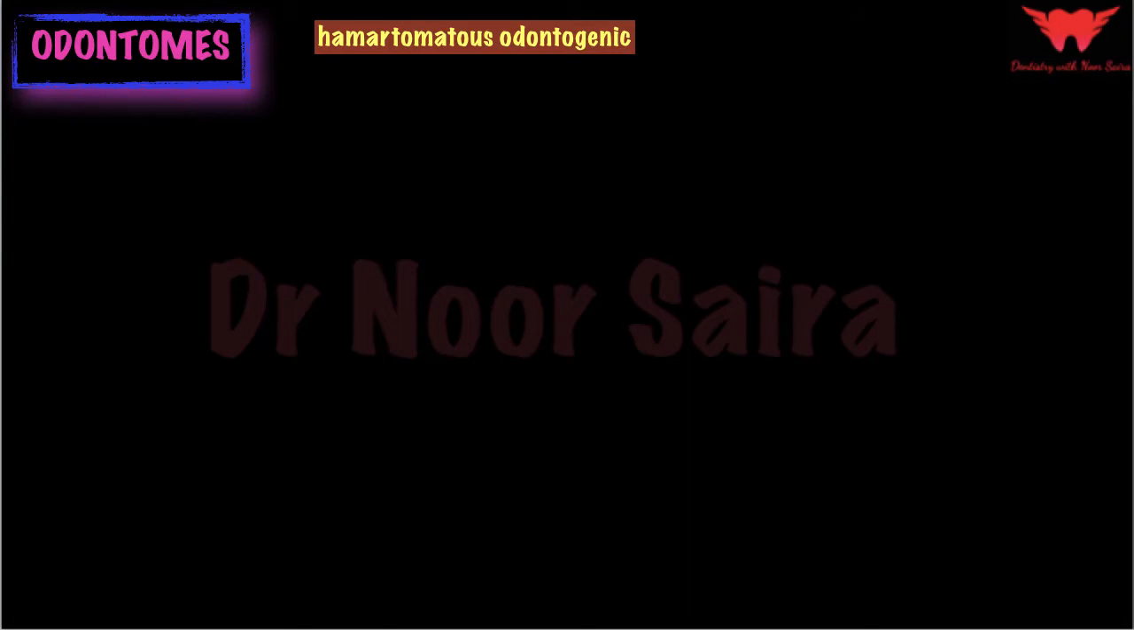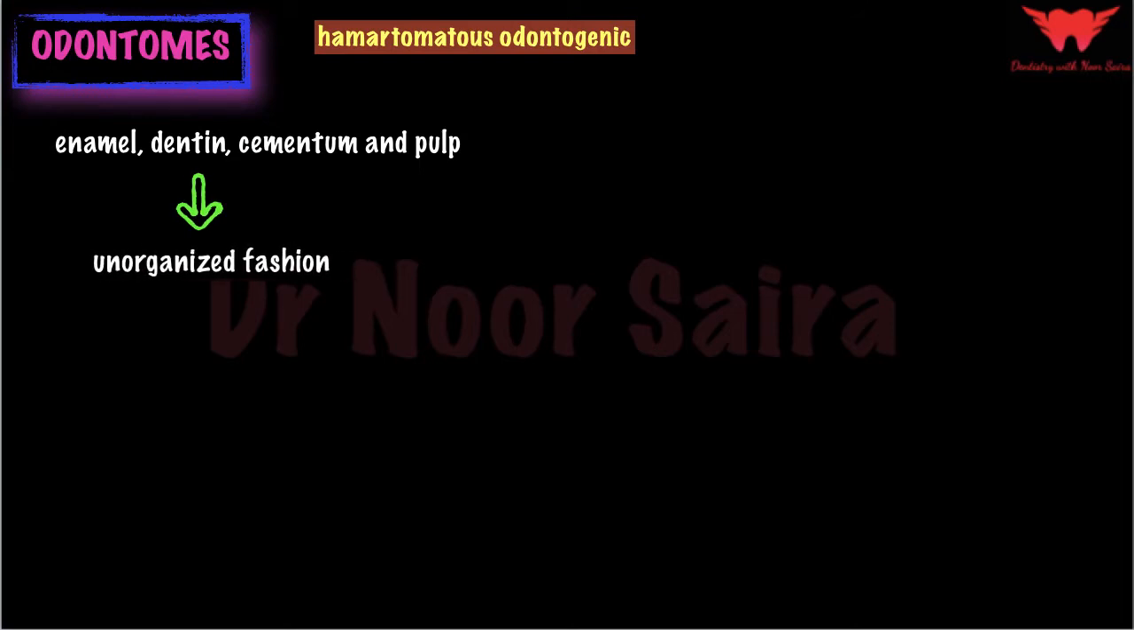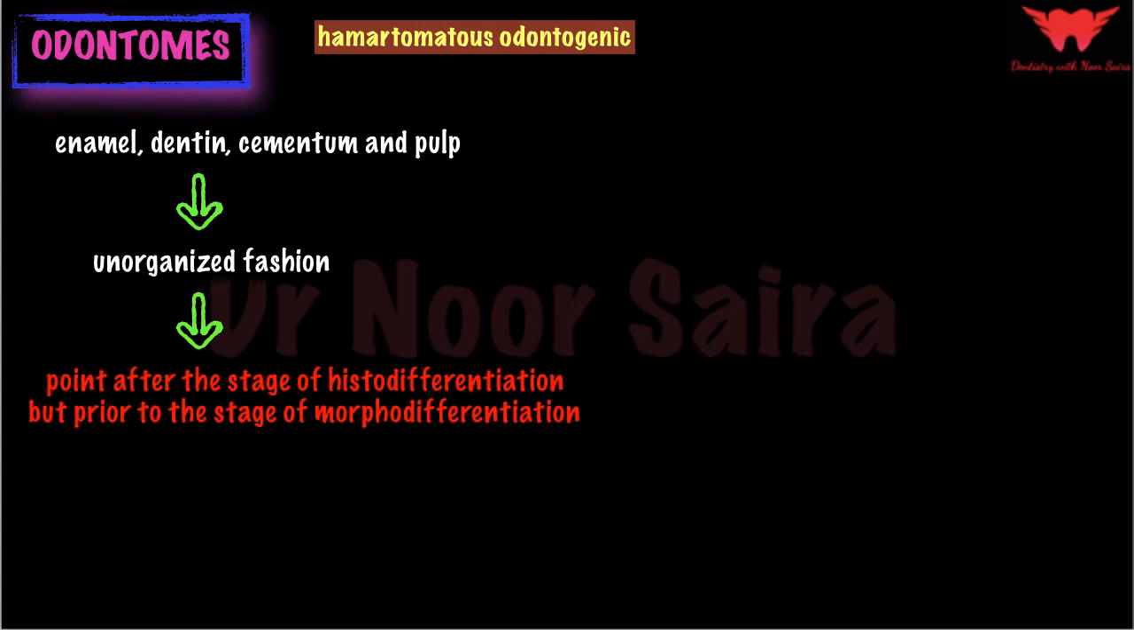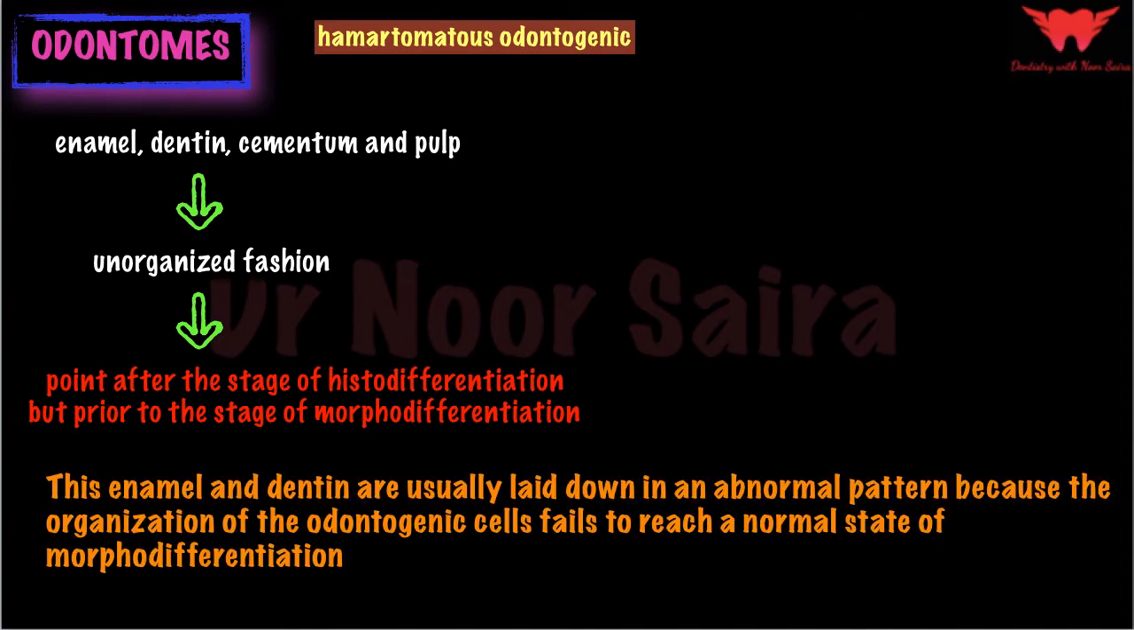These lesions are capable of producing normal appearing enamel, dentine, cementum, and pulp in an unorganized fashion. The tumor probably occurs during the development of teeth at a point after the stage of histodifferentiation but prior to the stage of morphodifferentiation, and this could be a very important entrance exam question. So, this enamel and dentine are usually laid down in an abnormal pattern because the organization of odontogenic cells fails to reach a normal state of morphodifferentiation.